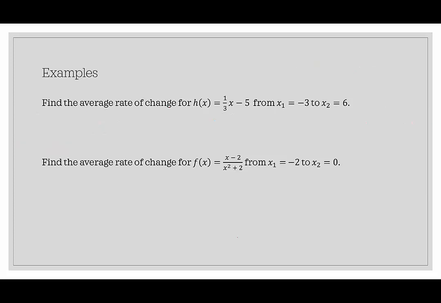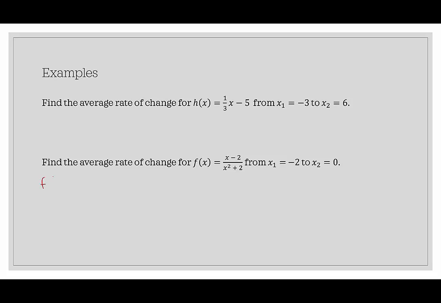In our last example, we're looking for the average rate of change for f, given x sub 1 is negative 2 and x sub 2 is 0. And I did make a mistake previously, so that's why the screen is now blank. Now, unlike the previous example, you can't just look at the coefficient of x to decide what that average rate of change is. This particular function is not linear, so that won't work. We are going to plug in.